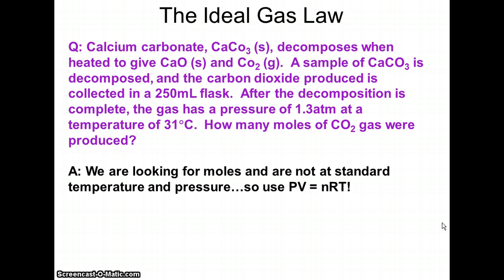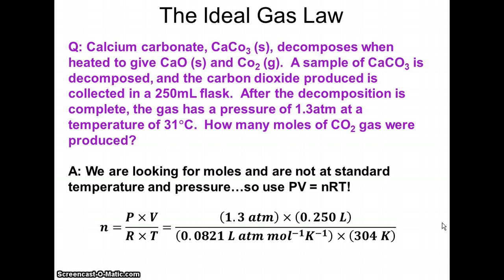So since we're looking for moles and we're not at standard temperature and pressure, we're going to use Pivnert. PV equals nRT. We're looking for moles, so we'll do some algebra, rearrange so that we can see n equals PV over RT. My pressure was 1.3 atmospheres. My volume, like we said, was 0.25 liters. I have to use my temperature in Kelvin, so we convert 31 to 304 Kelvin. And then the R value of choice here is 0.0821 liter atmosphere per mole Kelvin. I've selected this R because we're working in atmospheres.